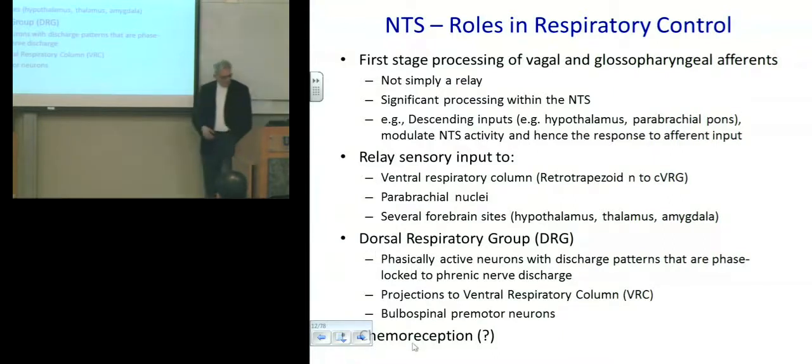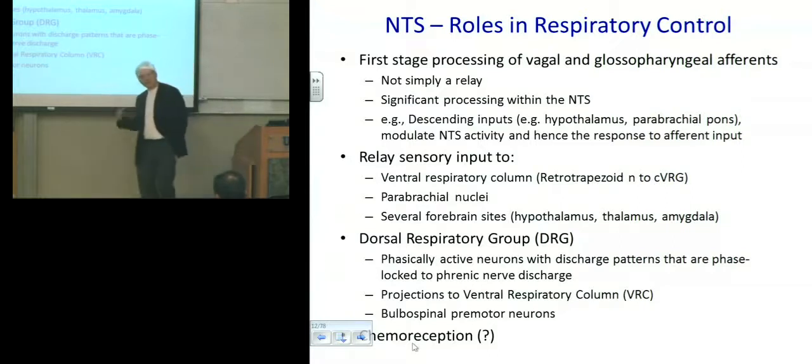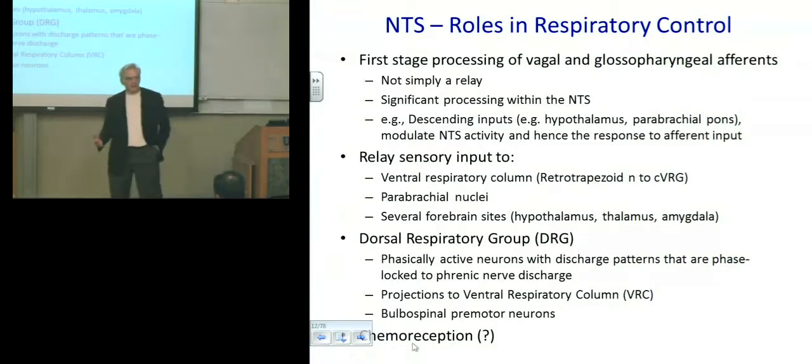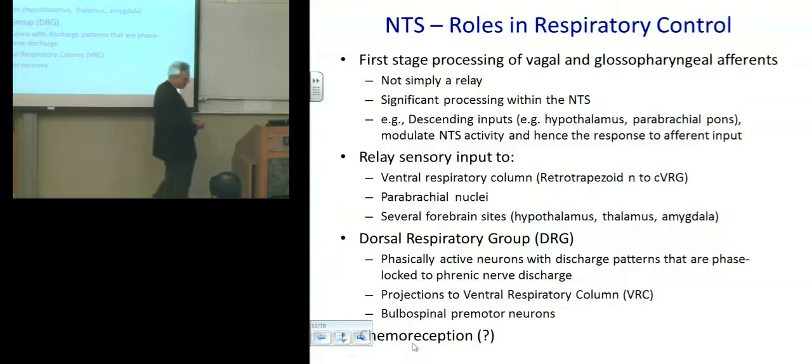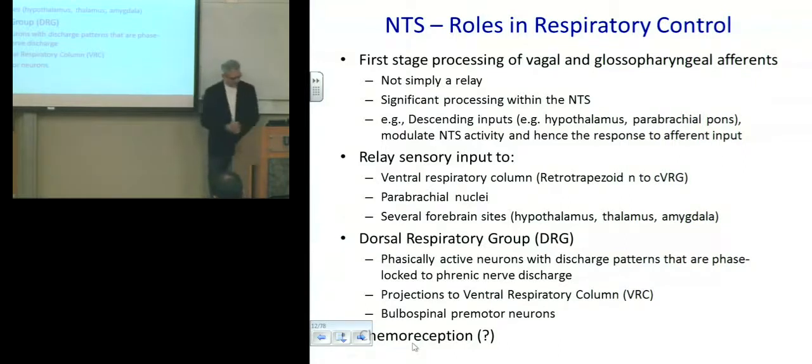And one other point is chemoreception. It's clear that neurons in the NTS have intrinsic chemosensitivity. That's pretty clear. How important that is for respiratory control is much less clear. But I'm sure you got a much more detailed discussion of that from Gene Nattie when he was here. So I'm going to just leave that for the moment and move on.